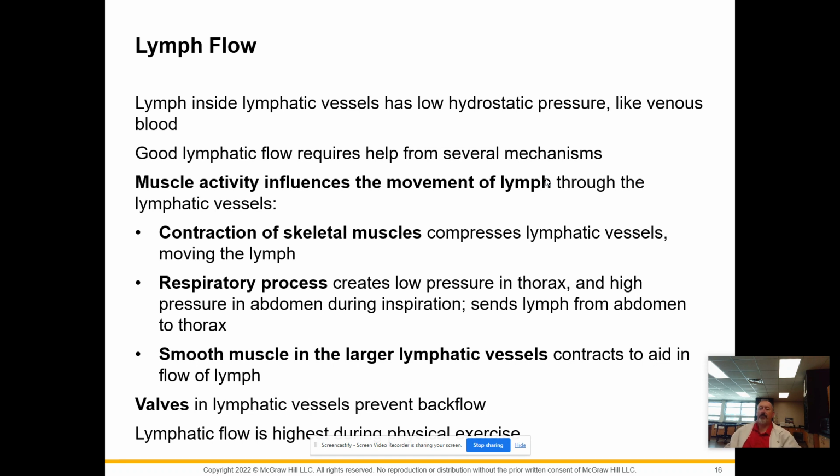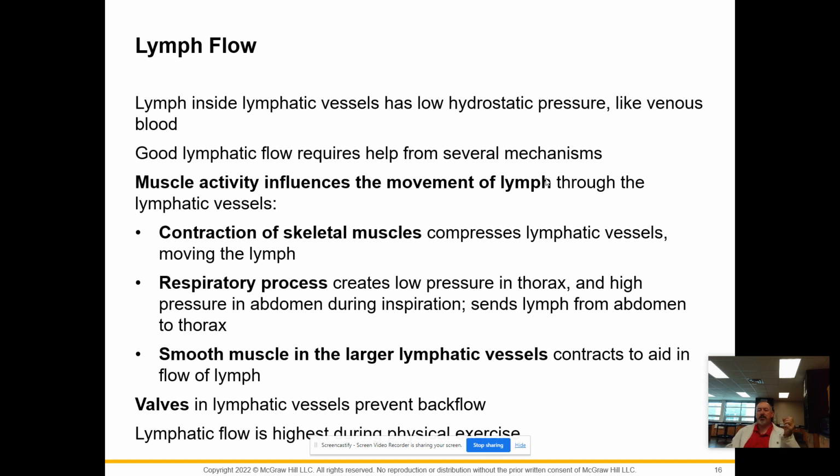Lymph inside vessels has that low hydrostatic pressure, just like the venous blood supply at 16 millimeters of mercury. This is going to cause a natural tendency to flow into the lymphatic vessel. Now, once we're in that lymphatic vessel, we're going to have the movement of that system through three different mechanisms: the contraction of skeletal muscles, respiratory process, and smooth muscle in those larger lymphatic vessels.